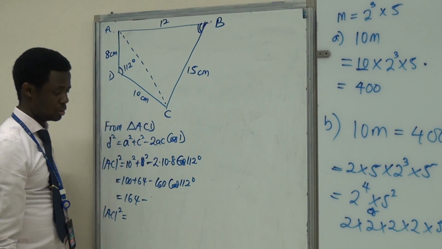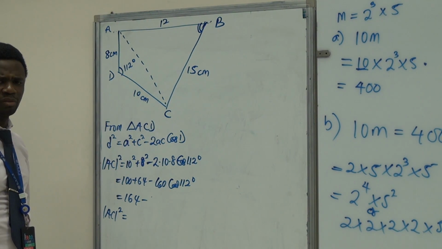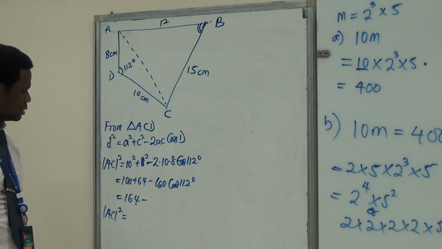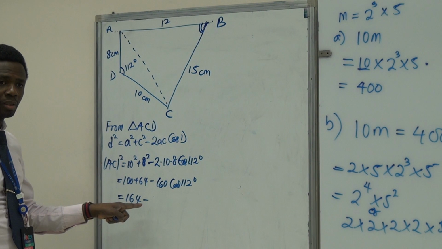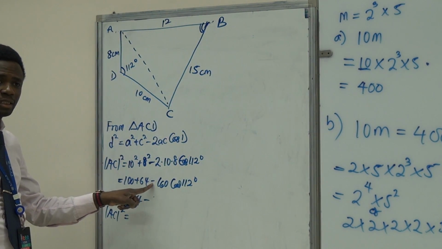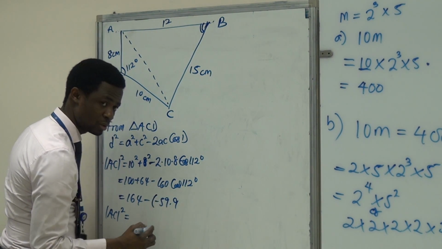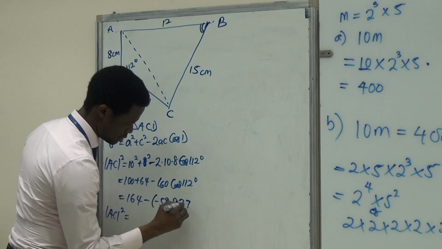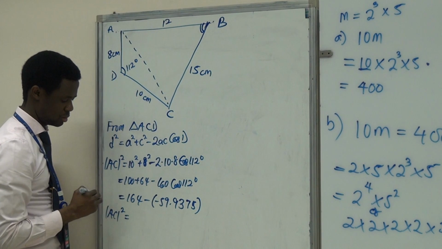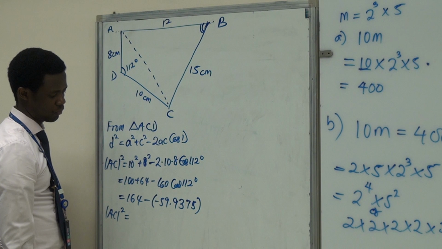Negative 59.9. Why did you leave the negative out? There's a negative here already, so it's like positive. So negative 59.9. Give me 4 decimal places. 9370. So 71. Point what again, please?